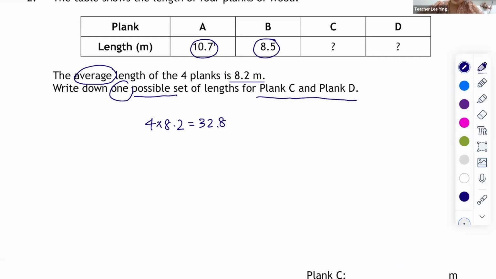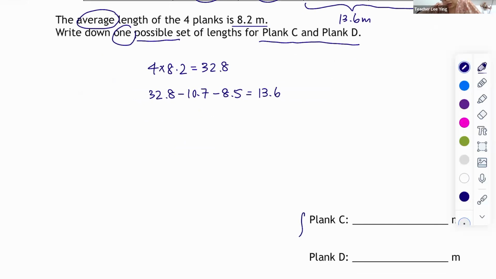So we can subtract off the existing lengths of 10.7 and 8.5, and we will get 13.6 meters. So this means that these two lengths added together will be 13.6 meters. And any combination of this, as long as they add up to 13.6 meters, you'll be fine. Okay, so an example of a correct answer would be 6.8 meters and 6.8 meters.